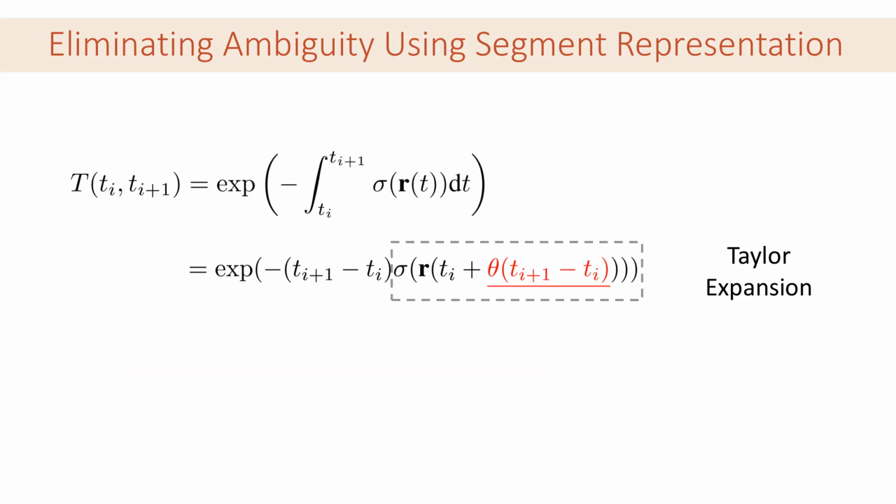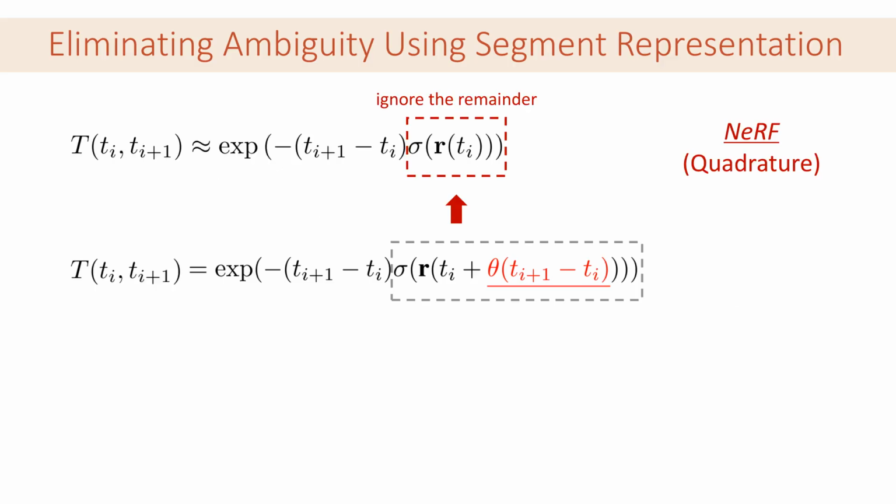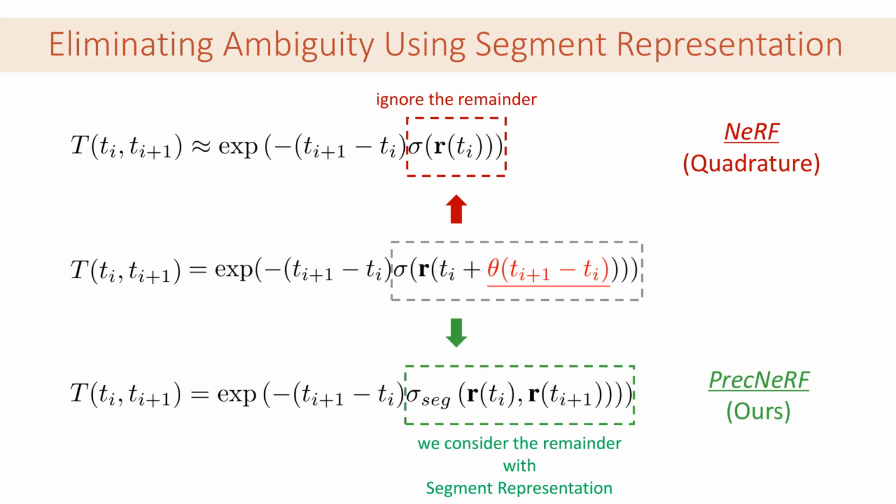We perform a Taylor expansion of the transmittance term at t and retain the Lagrange remainder. Compared to NeRF's quadrature computation, it can be observed that they directly discard the Lagrange remainder term, which contributes to training ambiguity. In contrast, we observe that the entire Lagrange term is a bivariate function of the segment's endpoints. Building on this insight, we propose a novel segment encoding method that incorporates information from both endpoints of the integral segment. This approach implicitly accounts for the Lagrange parameter, effectively eliminating the ambiguity.